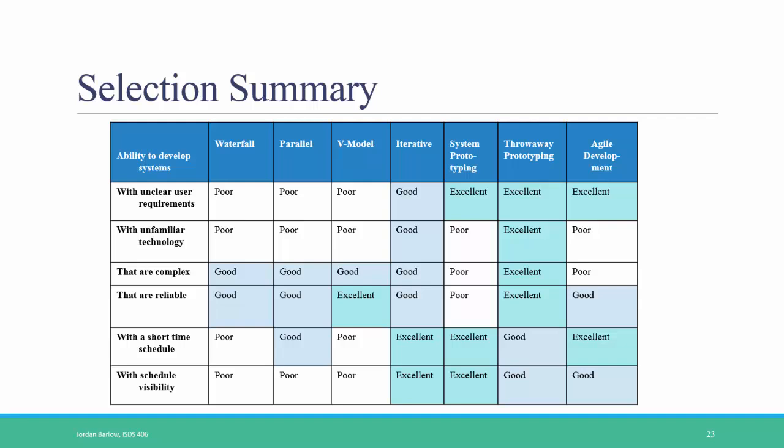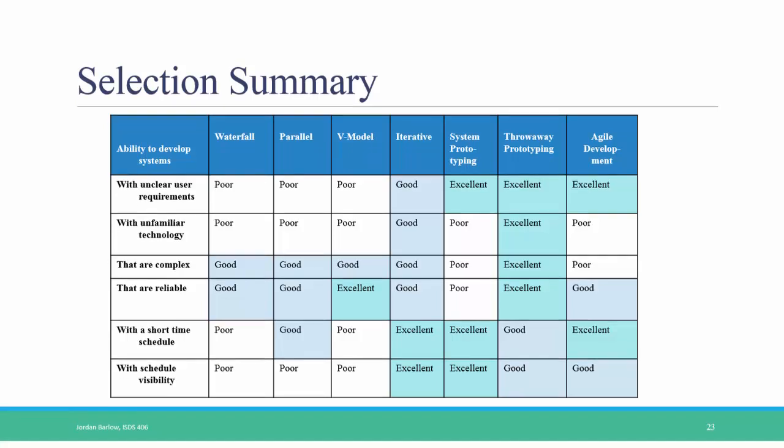If you have a short time schedule, agile development and iterative and system prototyping are good because users can start using the new system right away, even if it will be refined later. Finally, if you want to have a good grasp on how long the project is going to take, it's easy to tell in the iterative and system prototyping methodologies.